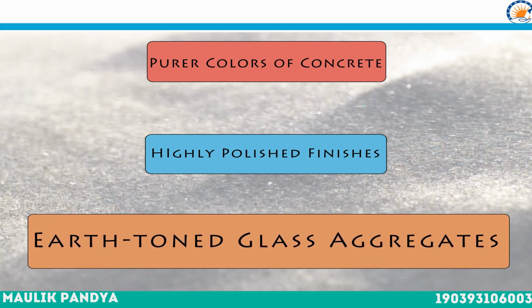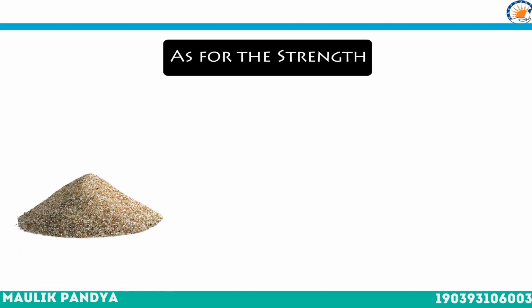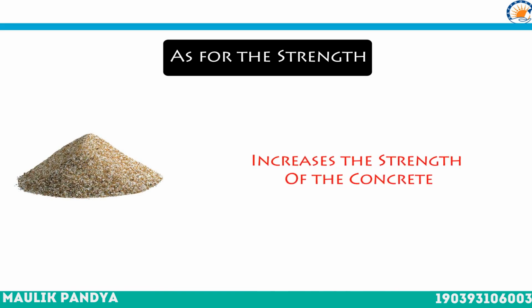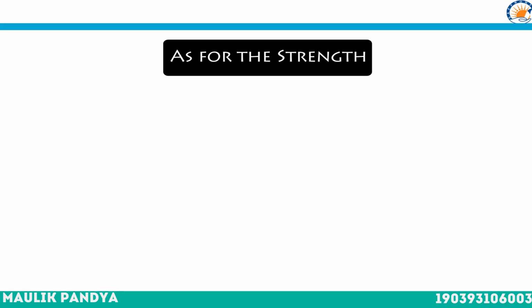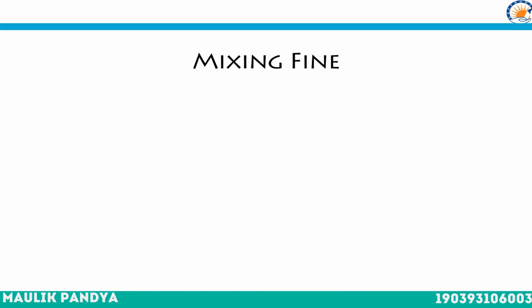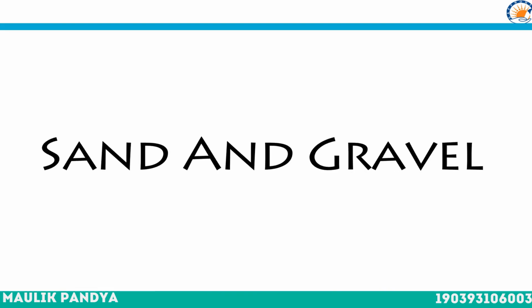A marble or granite look can be attained by putting a high polish on concrete made with finely ground, earth-toned glass aggregates. As for strength, glass aggregate can match, exceed or fall short of traditional aggregates, depending on size. Studies have found that very finely ground glass aggregate used in place of sand actually increases the strength of the concrete, whereas gravel-sized glass aggregate decreases strength. Mixing fine and coarse glass aggregates can have a net effect of 0, rendering concrete no stronger or weaker than that mixed with traditional sand and gravel.